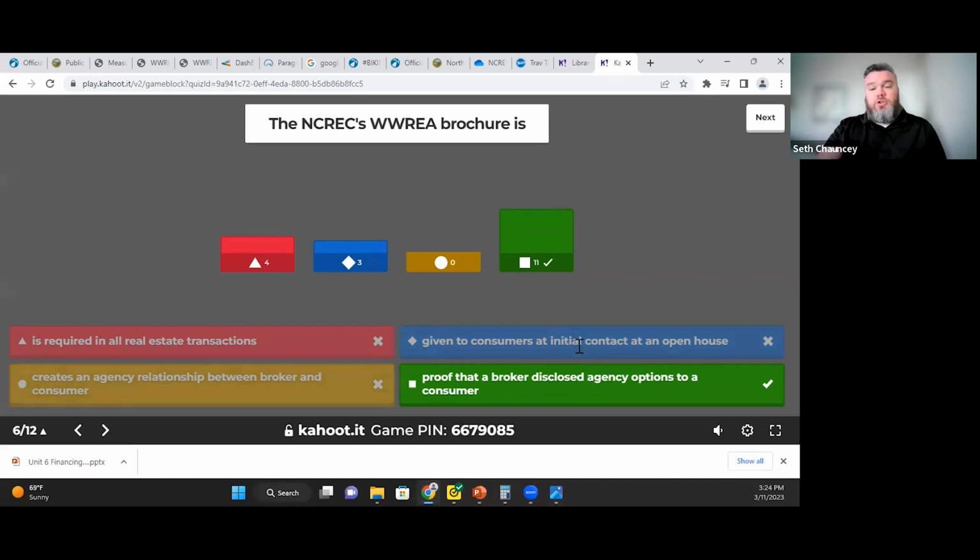It is not given at initial contact. The deadline is first substantial contact. At an open house, you may never have first substantial contact, and so there may be no obligation to give anybody one at all. Remember, it is required to disclose agency to a seller's agent at initial contact if you are a buyer's agent. And then nobody picked that one, which makes my heart happy, as long as you didn't pick yellow, right? It never, ever creates an agency relationship. It's just a menu of options. Here's how it works.